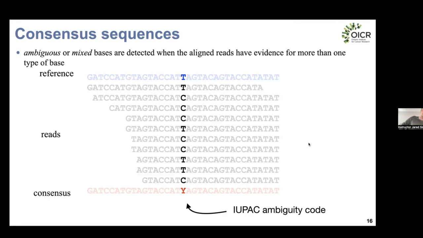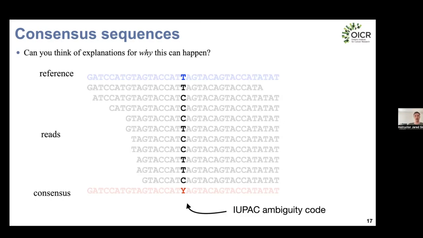Now, you might think naively that when someone transmits a virus from one individual to another, all the copies of that genome should be the same. So we shouldn't have these ambiguous positions. We shouldn't see mixed evidence, based on the idea that you transmitted a single founding virus to someone that got infected.